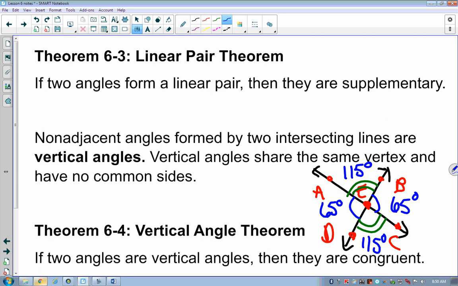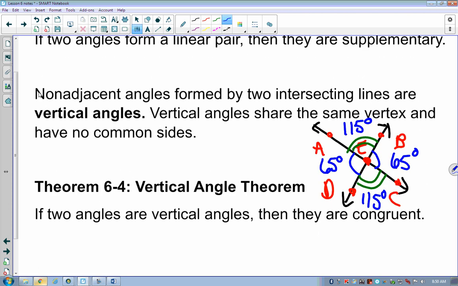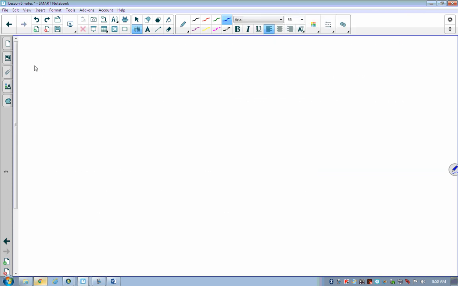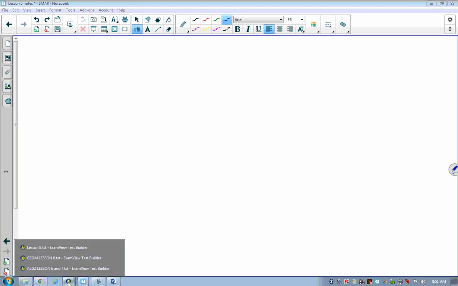Okay, well I have two lines crossing, and if I added all this up, what should I get? If I add all of those degrees, 115 plus 115 plus 65 plus 65, what should that equal? Should equal 360. If it doesn't, I did something wrong. Okay? All right. So that's more information than maybe you need right now, but vertical angles are congruent. All right, that's it as far as that list goes.